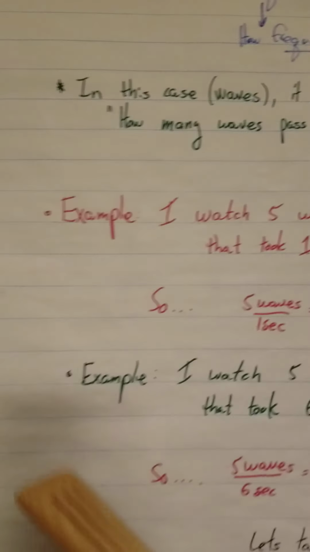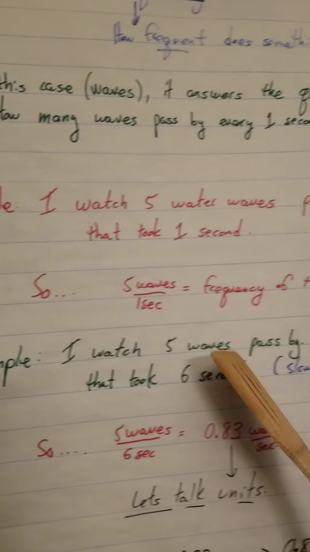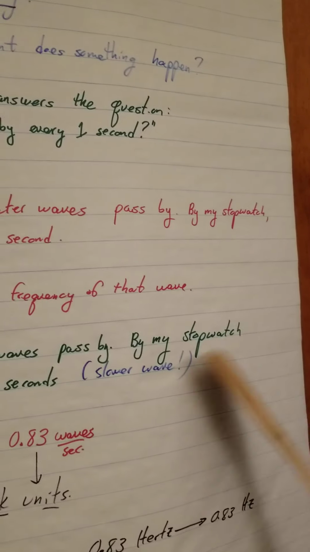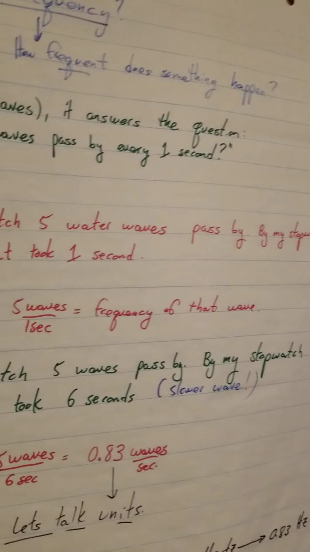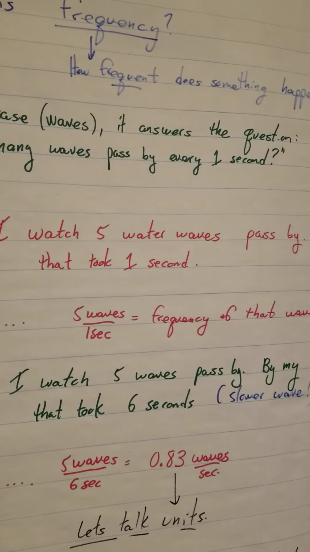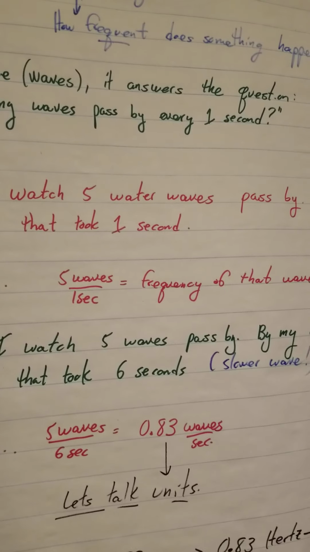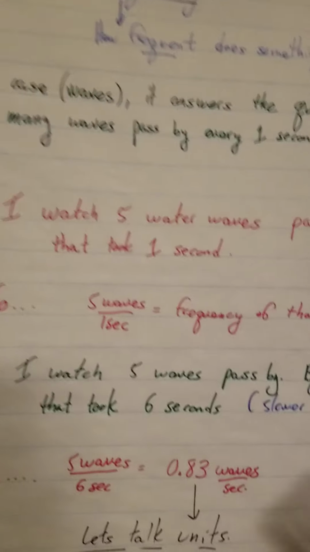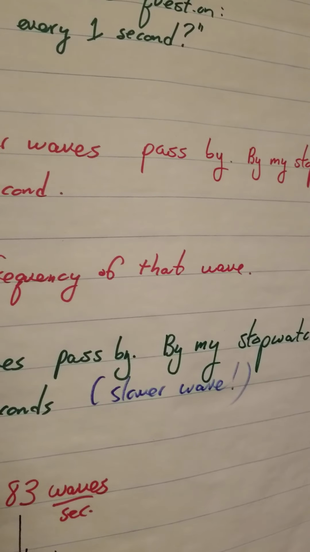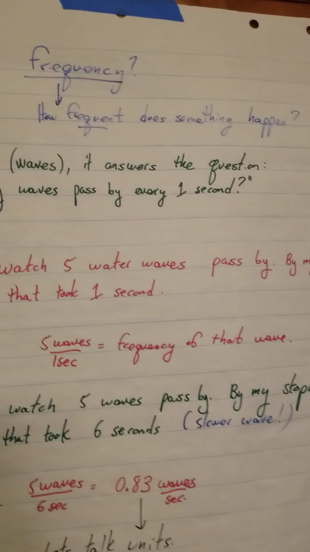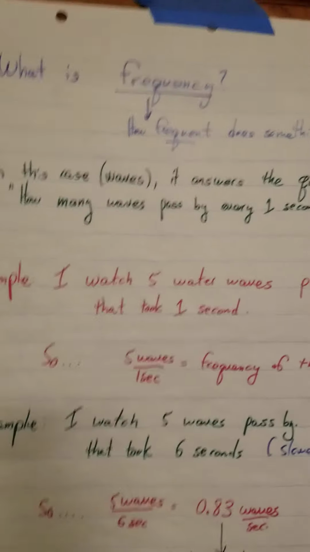Let's do another example. I watched 5 waves pass by. By my stopwatch, that took 6 seconds. Now wait a minute. It's the same number of waves, but it took longer. So do you think that's a quicker wave or a slower wave? By my estimate, that would be a slower wave. Same number of waves, but it took longer. So they're probably coming by slower. So here we have that relationship to speed again.